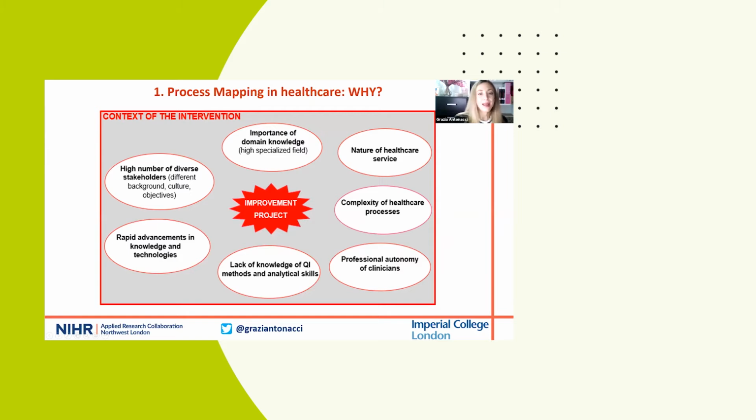Healthcare is provided by many different people who carry out various tasks to deliver patient care. These tasks are often related and dependent on each other. What often happens in our experience is that people think that the systems in which they work daily behave in a way which is completely different from reality. Healthcare systems are complex and characterized by a high number of diverse stakeholders, each having different backgrounds and objectives, and interacting in a context characterized by high specialization and rapid advancements in knowledge and technologies.